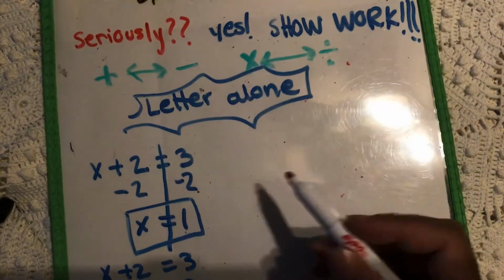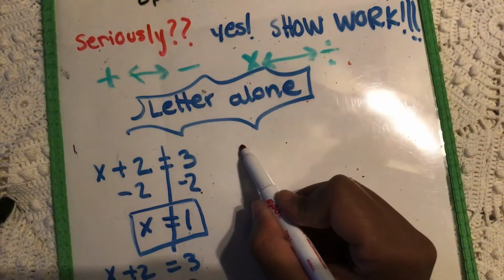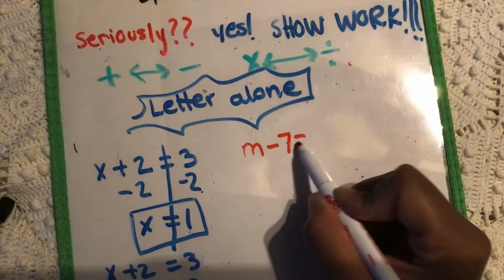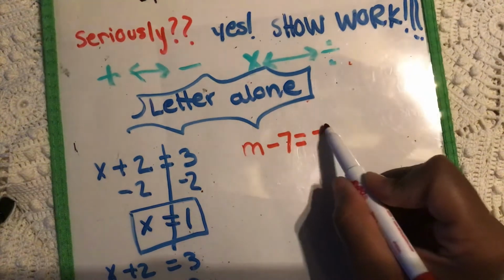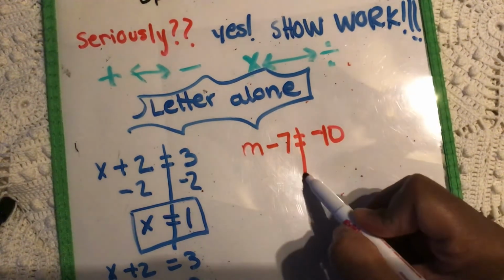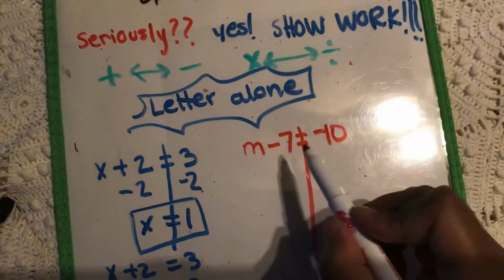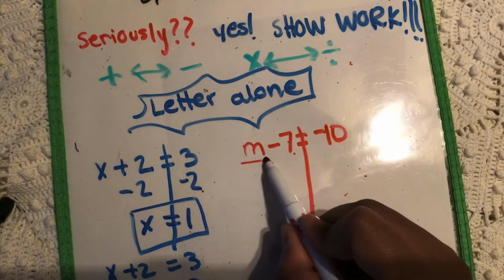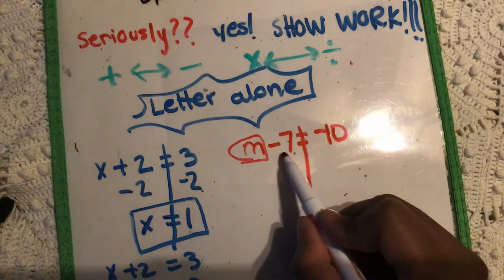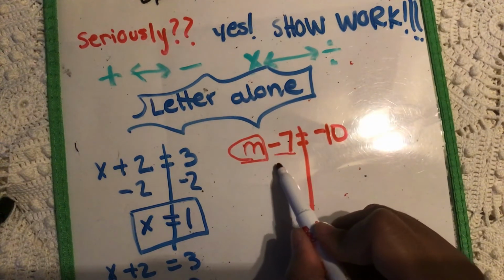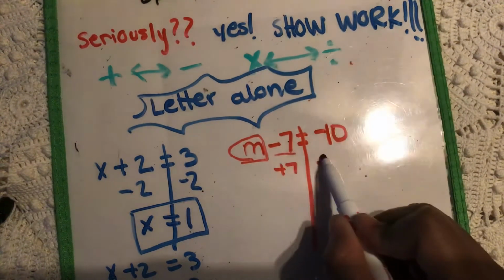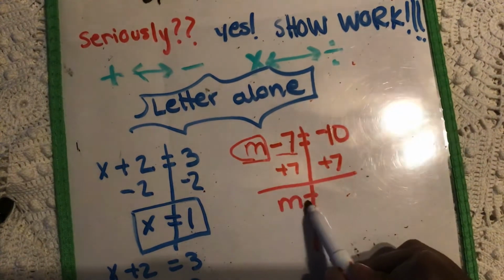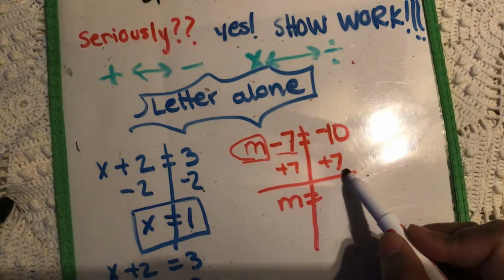All right, let's do the opposite. Let's say I have m minus 7 equals negative 10. I need you to know how to add and subtract integers. That's something that's pre-knowledge. The opposite of a minus 7, because this m wants to be alone over here, is a plus 7. Plus 7. I get m equals negative 10 plus 7.